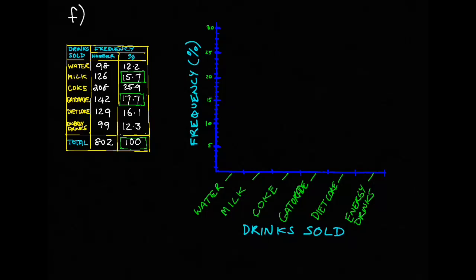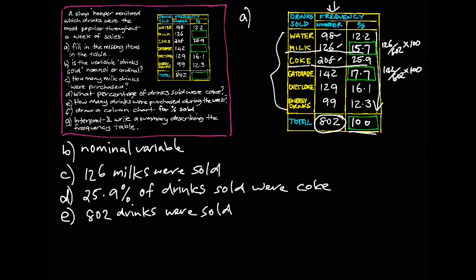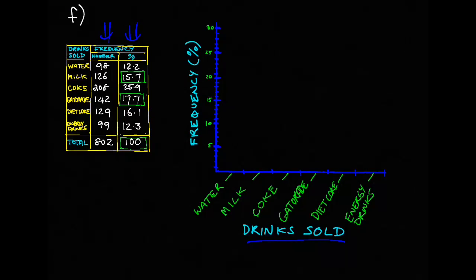Part F, draw a column chart for percentage sold. So we need to set up the axes as so. On the horizontal axis we have our drinks sold, our variable that we're talking about, and then we break it up into however many segments. So 1, 2, 3, 4, 5, 6 segments for the 6 different variable options. Then on the vertical axis we have the frequency. Now this can either be the number or the percent frequency. They've asked for the percent sold, so therefore we want to graph this one.